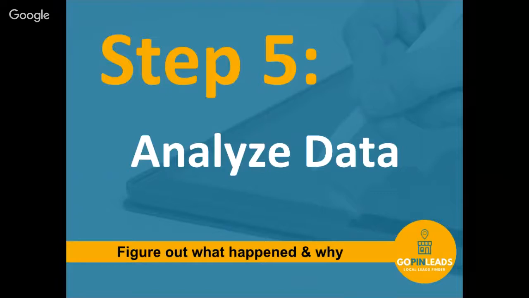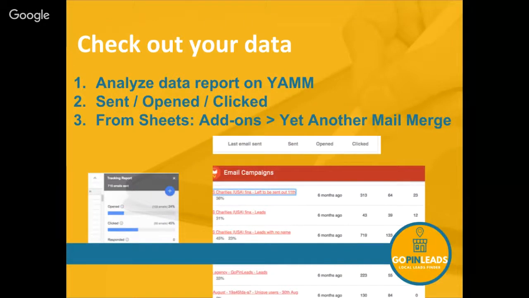Step five is analyzing the data. This is where you figure out what happened in your campaign and why. You got the leads, step one. Great, done. You sent out the email, step two. Fantastic, done. Now you're going to figure out what the results actually mean in your life and in your business's life. So YAM is the tool that'll help you with that.